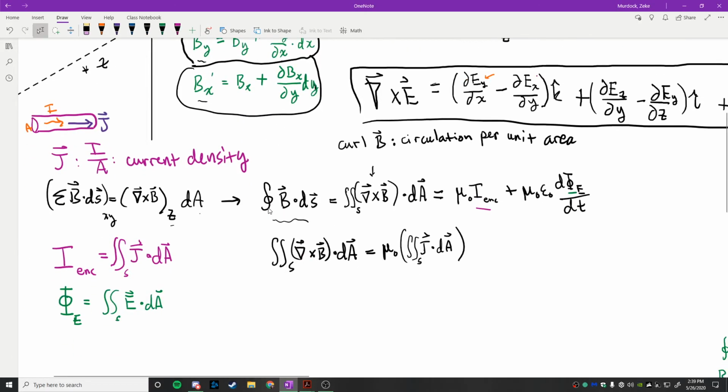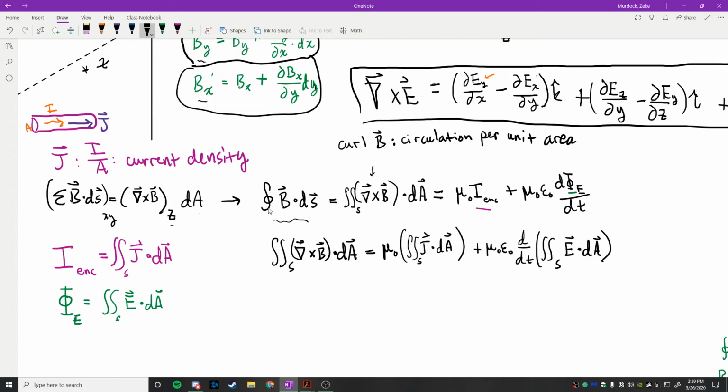And then we need to add to that plus mu naught multiplied by epsilon naught and then d phi dt. Well, that's just going to be the derivative of flux, and flux, as we see over here, is again a double integral over a surface of the electric field dot dA. Alright.